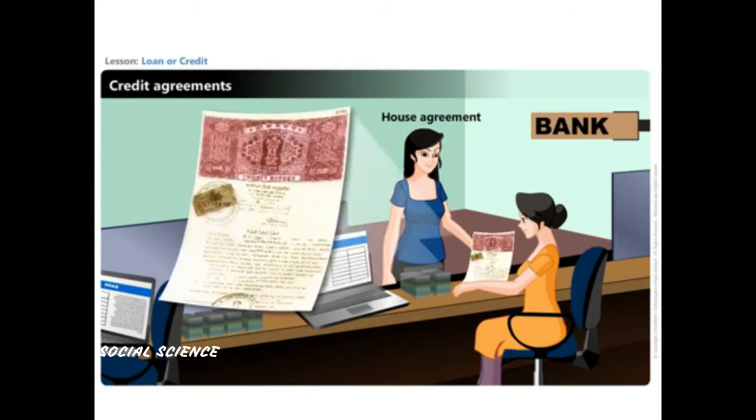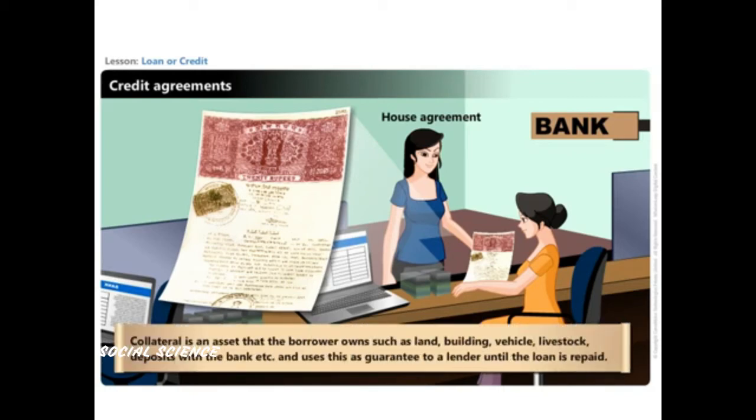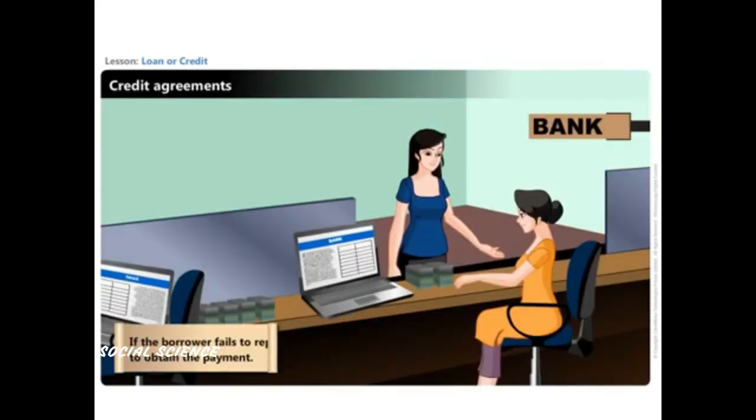Bank retained her papers as security for the loan. Lender may demand something as security against the loan, which is known as collateral. Collateral is an asset that the borrower owns, such as land, building, vehicle, livestock, deposits with the bank, etc., and uses this as guarantee to a lender until the loan is repaid.